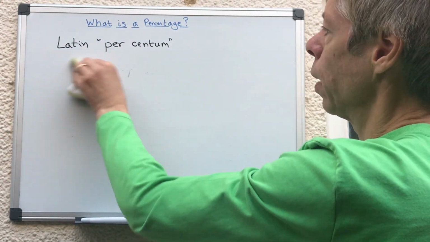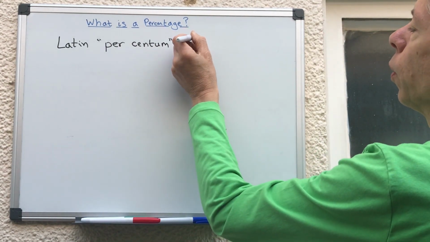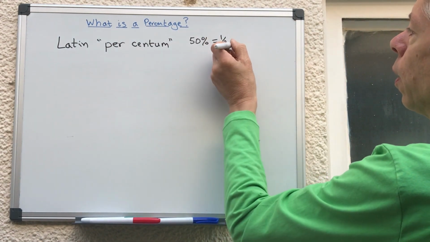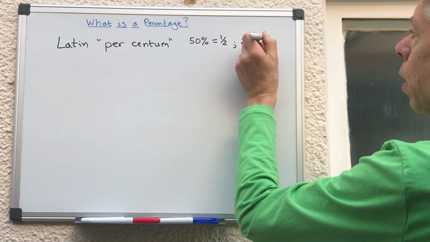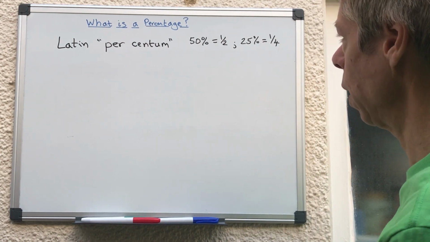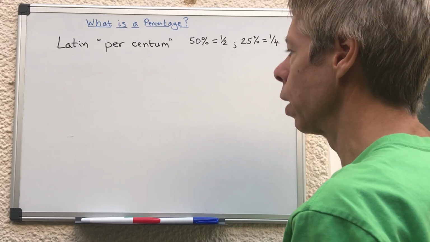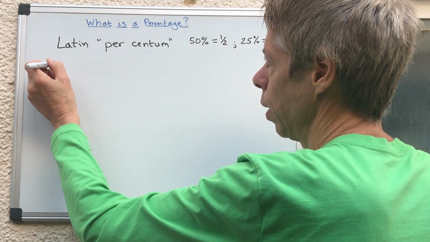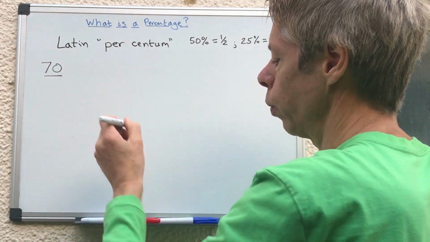So remember, 50% equals a half. I'm just going to put that on the top there. 50% equals a half, and also, as we said, 25% equals a quarter. Okay, 50% is a half, 25% is a quarter. So let's say we start off with a number. We'll have 70. That's our number we're starting with.